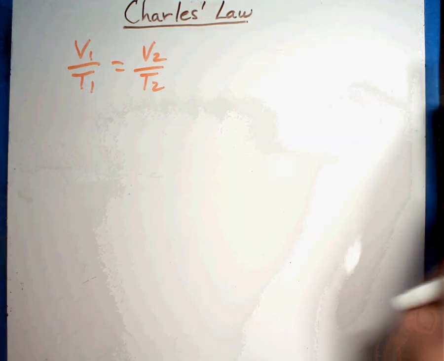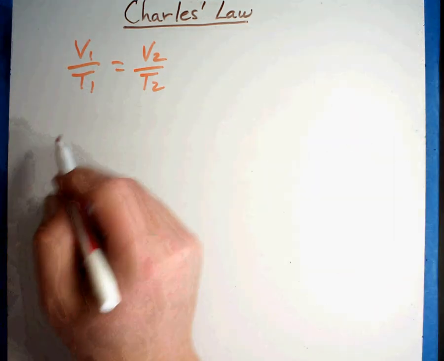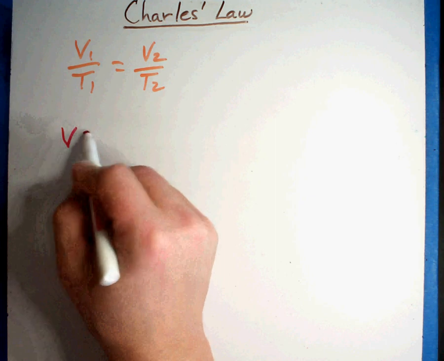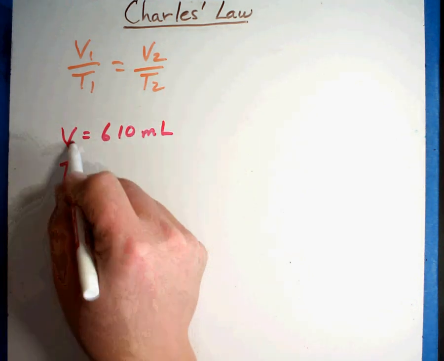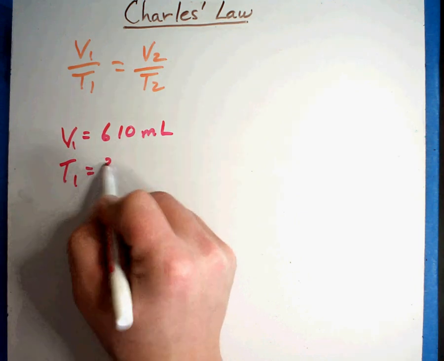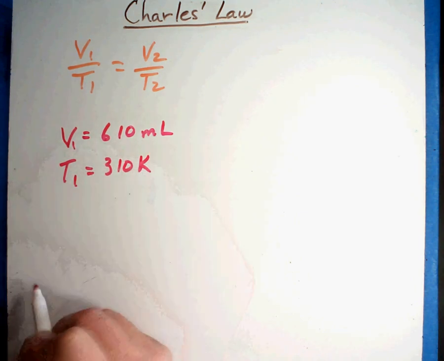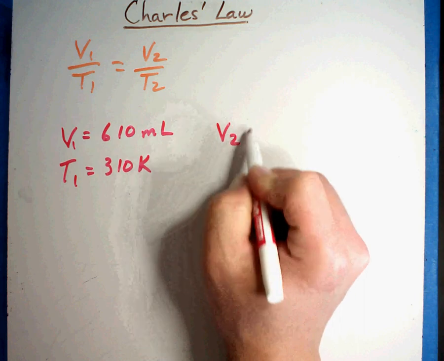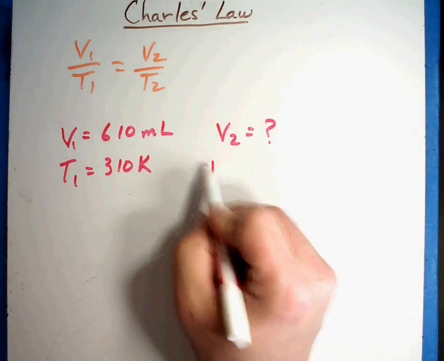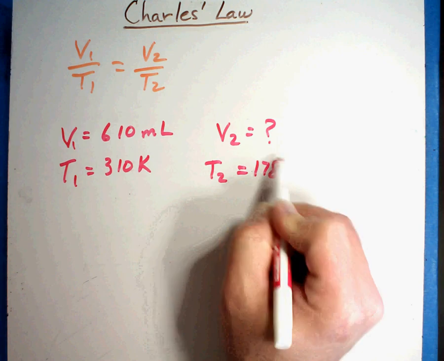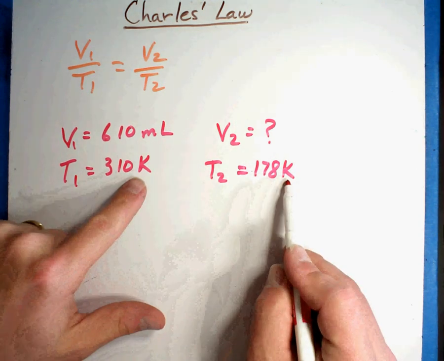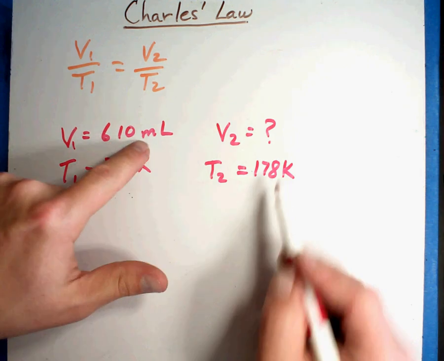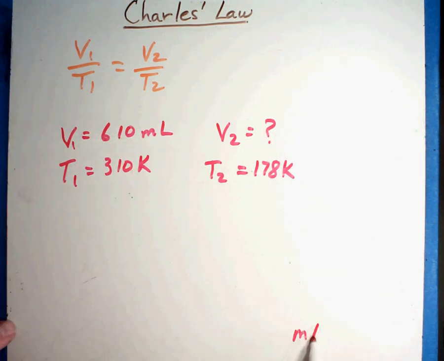Similar kind of problem. Let's say that we have a gas that has a volume of 610 milliliters and a temperature of 310 Kelvin. What is volume 2 when the temperature changes to 178 Kelvin? Now I have to check my units first. Kelvin and Kelvin match. Volume, milliliters, so this one's going to come out eventually in milliliters down here. So I know that's what the unit's going to come in.